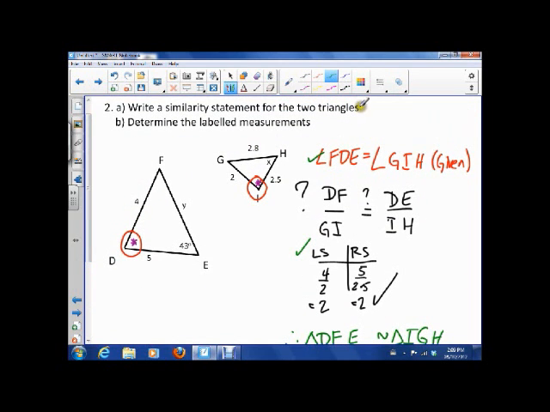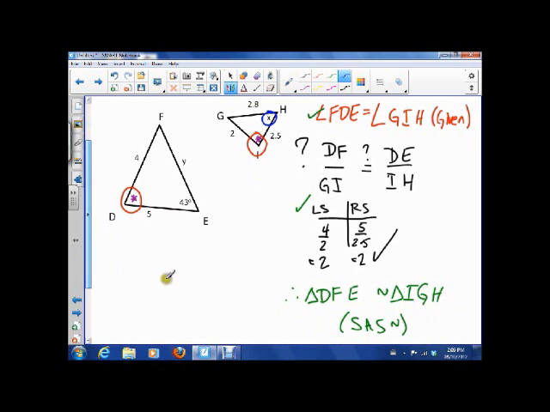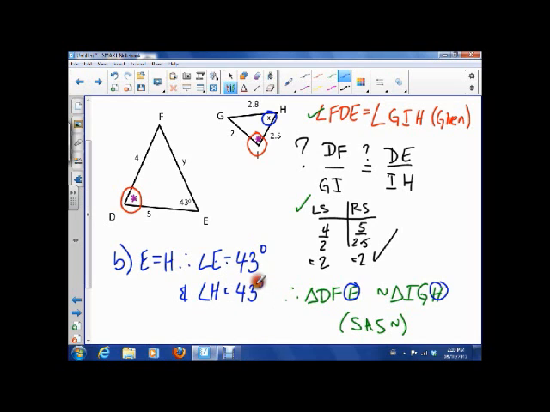All right, so we've written the similarity statement. And now we want to determine the labeled measurements. So X is the first one. That's the angle. Since H matches E on my list, it means that those angles are actually the same. So I can say E equals H. Therefore, angle E is 43 degrees, and angle H is 43 degrees as well. So X is 43 degrees.